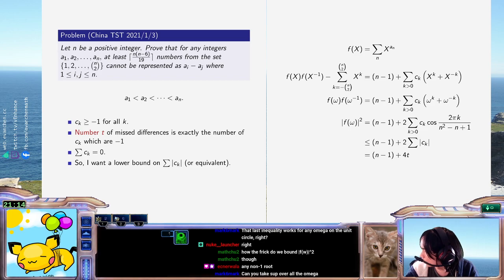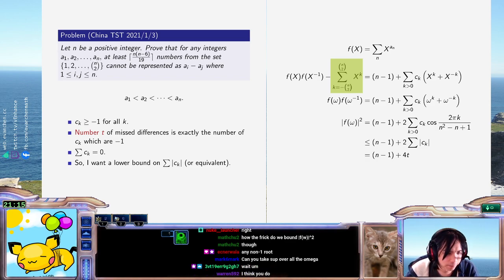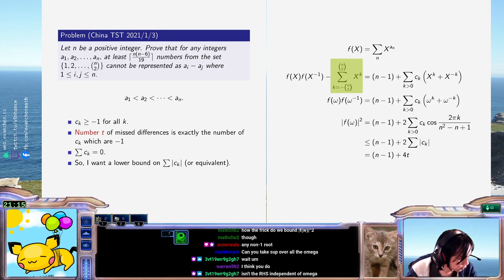Well, the thing is, are we picking a random root of unity? I said this earlier, the Fourier approach doesn't work. Yeah, I made a bound, right? Once I write this inequality and throw away the cosine, it doesn't depend on omega anymore.